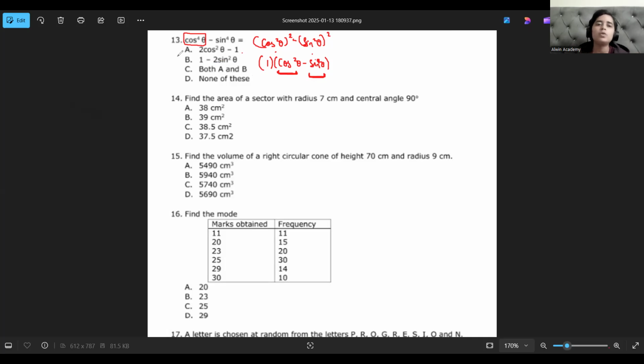So it will become 2 cos square theta minus 1. So both A and B are correct. Option number C. Going to the next question, find the area of a sector with radius 7 and central angle 90.